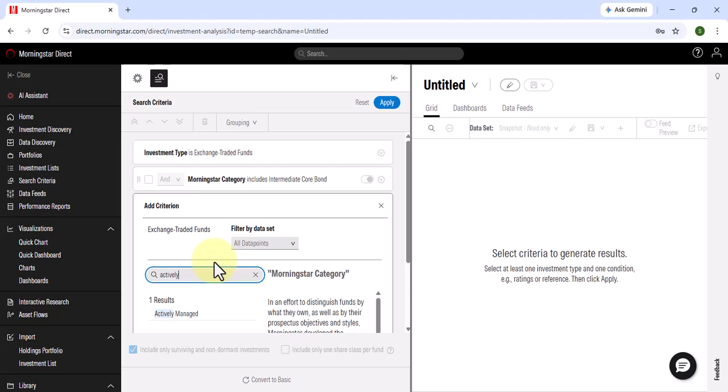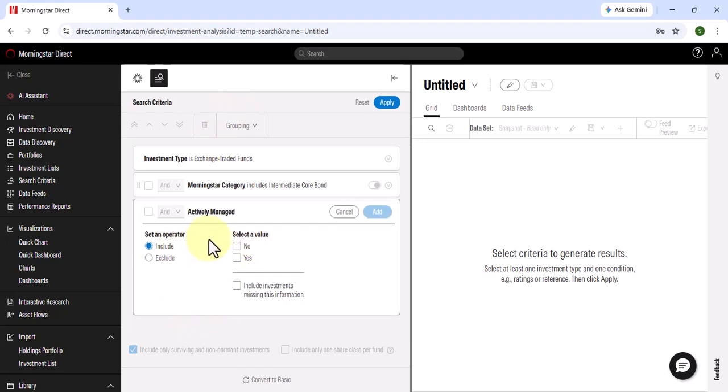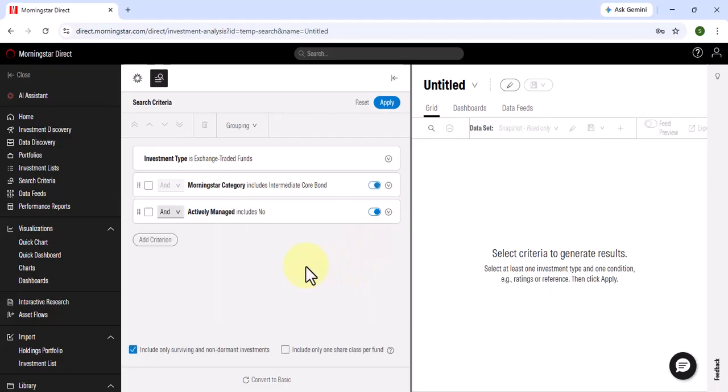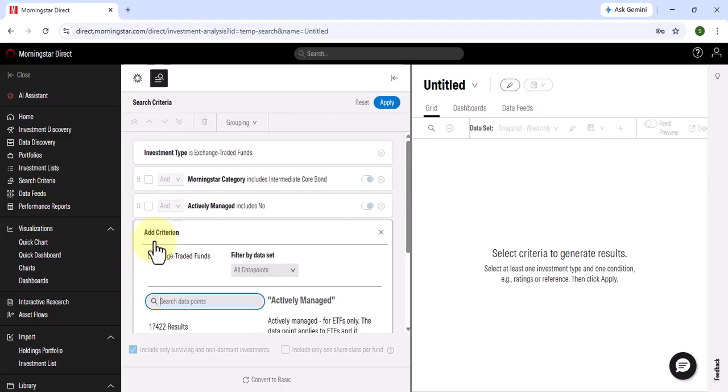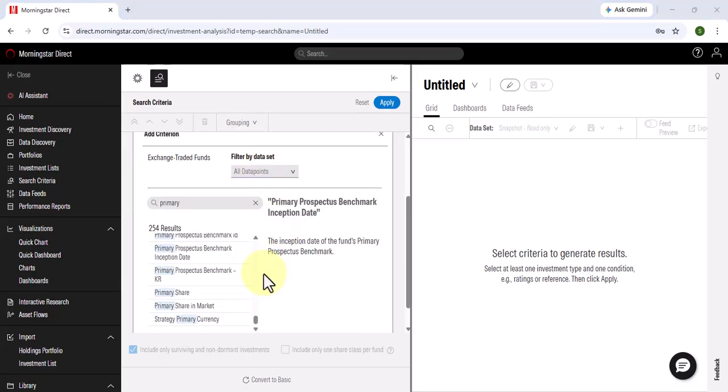It doesn't give a variable for passively managed, but what we can say is, do we want the fund to be actively managed? And the correct answer here is no for passively managed. If I want an actively managed fund, I'd select yes. The last one isn't terribly necessary, but it's useful to keep out extra funds. Some funds will have multiple issues, so we only want the primary share.